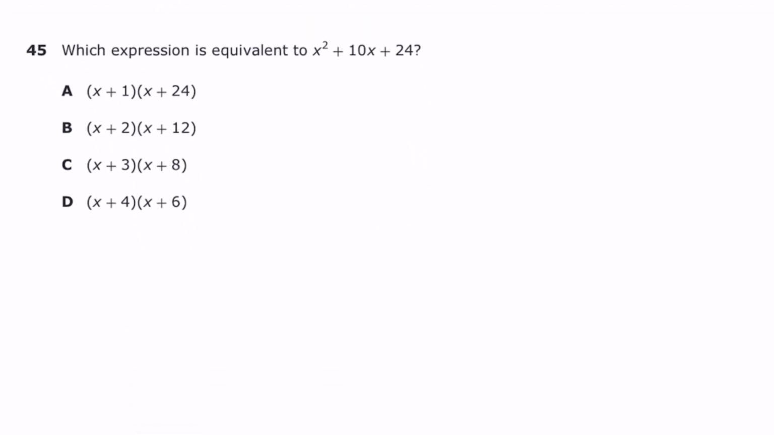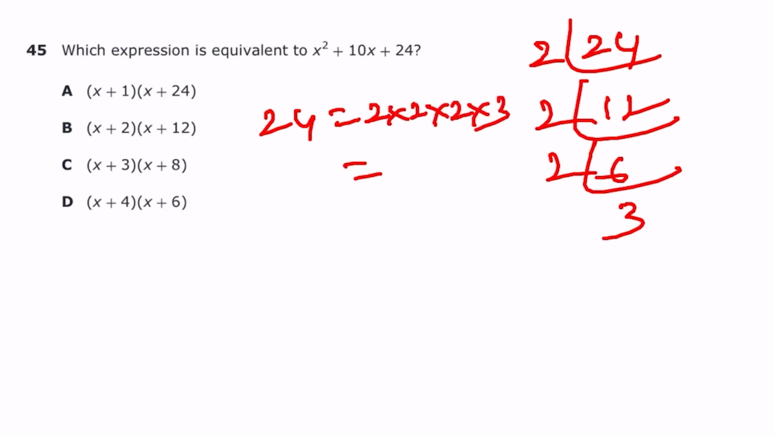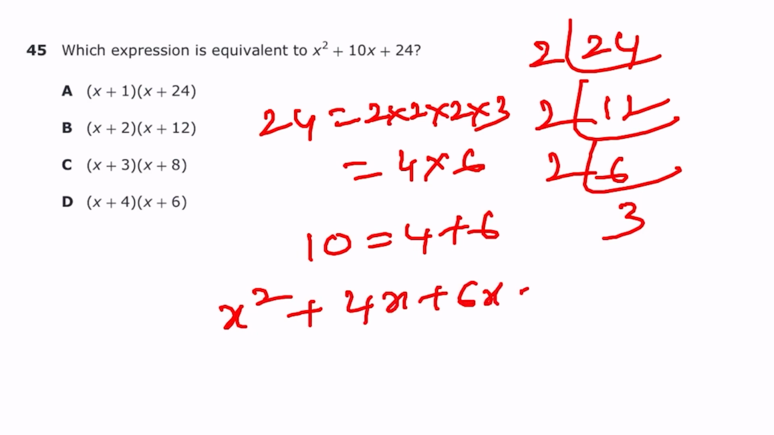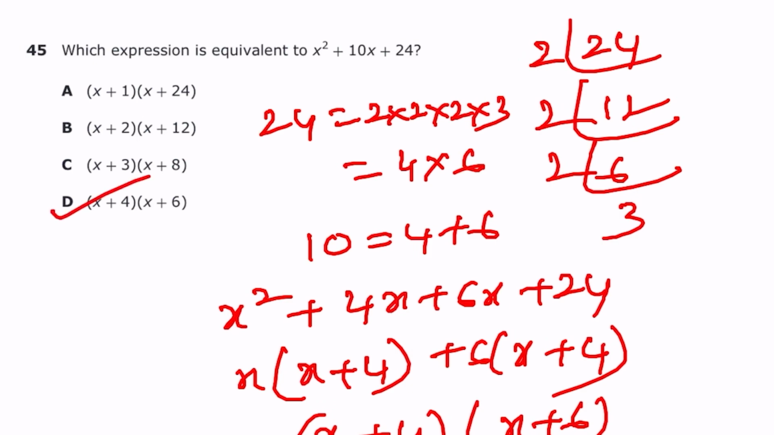Now next, going into the 45th one. Which expression is equivalent to x square plus 10x plus 24? So again you find out what are the factors of 24. 24 factors are 2 into 2 into 2 into 3, or you can write it as 4 into 6. 4 into 6 is 24, and 4 plus 6 is also 10. So you can write this as x square plus 4x plus 6x plus 24. Taking x common, x plus 4 plus 6 into x plus 4. Therefore x plus 4 into x plus 6. This is the answer. So D is the choice, 45th one.